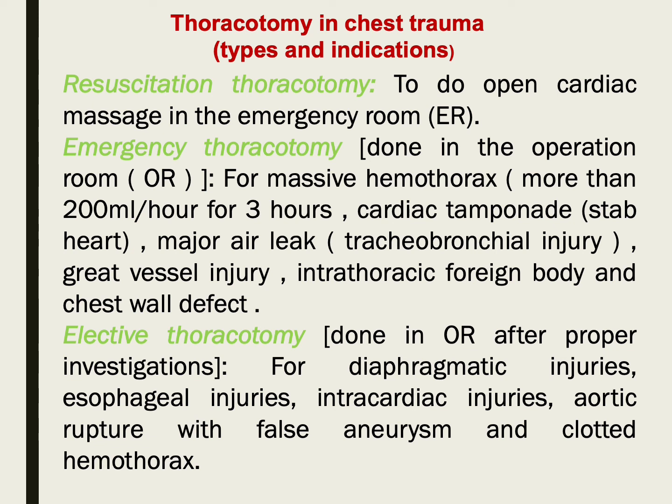Emergency thoracotomy is done in the operating room if the patient has a cardiac tamponade, a massive hemothorax, which is more than 1.5 liters initially or 200 per hour for 3 hours, or a tracheobronchial injury or great vessel injury. Then elective thoracotomy if the patients have diaphragmatic repairs or patients with clotted or neglected hemothorax.